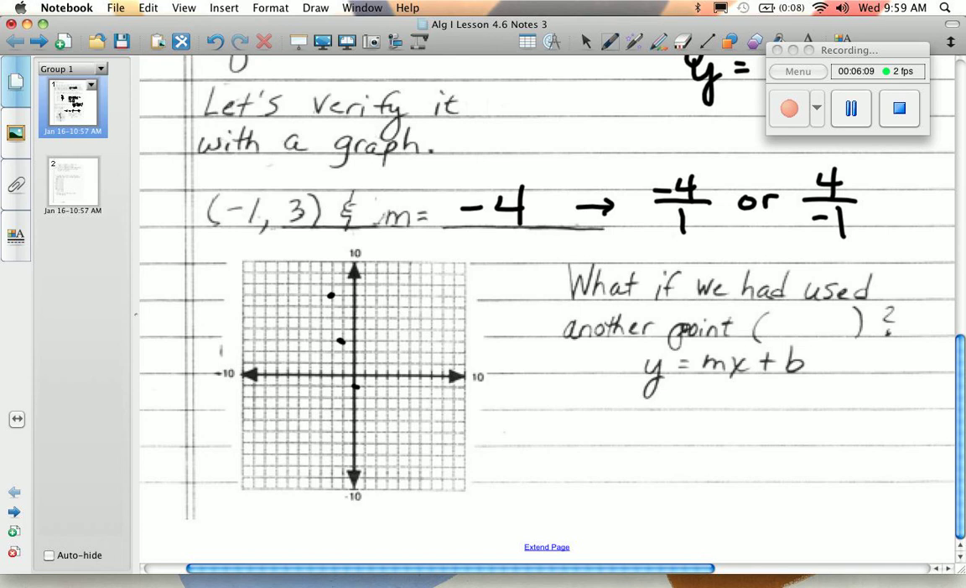Where is it crossing the y-axis at? Oh, at negative. It's crossing the y-axis at 0, -1. The y-intercept is -1. So draw the line through your graph.